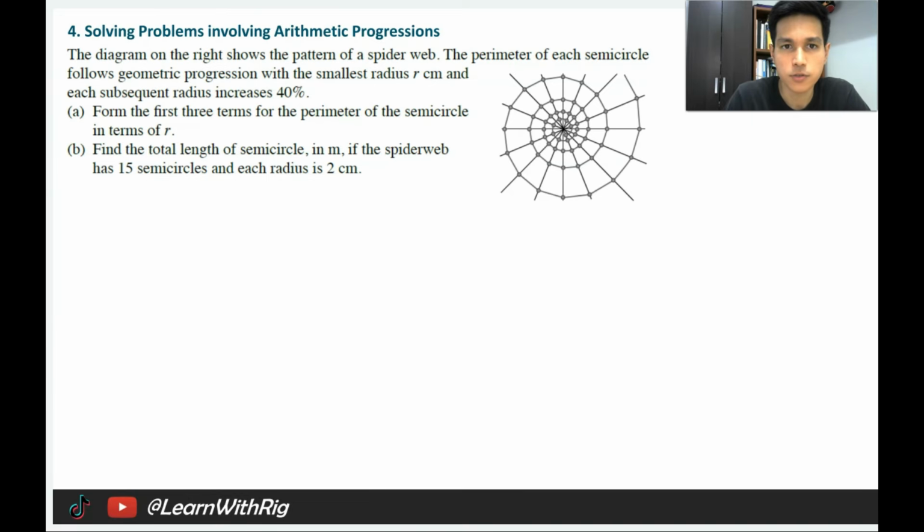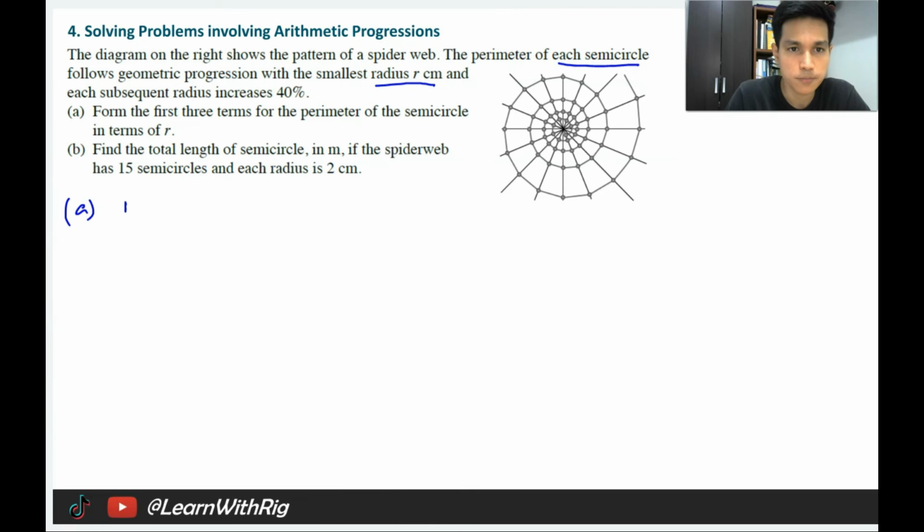The diagram on the right shows the pattern of a spider web. Okay, so the perimeter of each semicircle, they are counting in terms of semicircle, follows geometric progression with the smallest radius R cm, and each subsequent radius increases 40%. So it's from a small radius to a larger radius, but remember it's all semicircle. Okay, so form the first three terms for perimeter of the semicircle in terms of R. So question 1, they want you to find the sequence of first three terms of the perimeter.